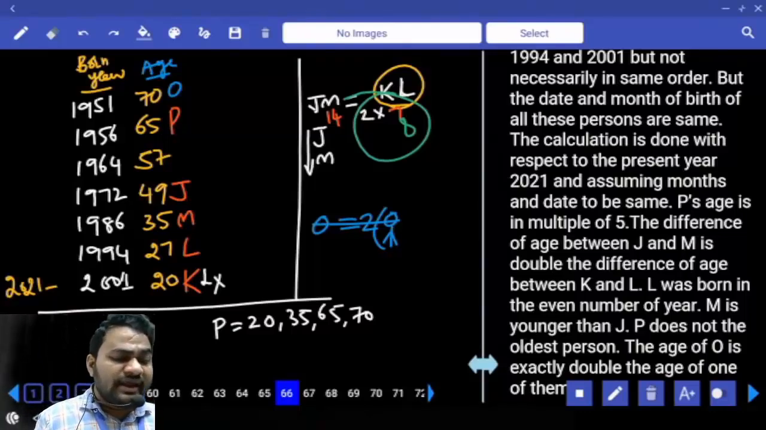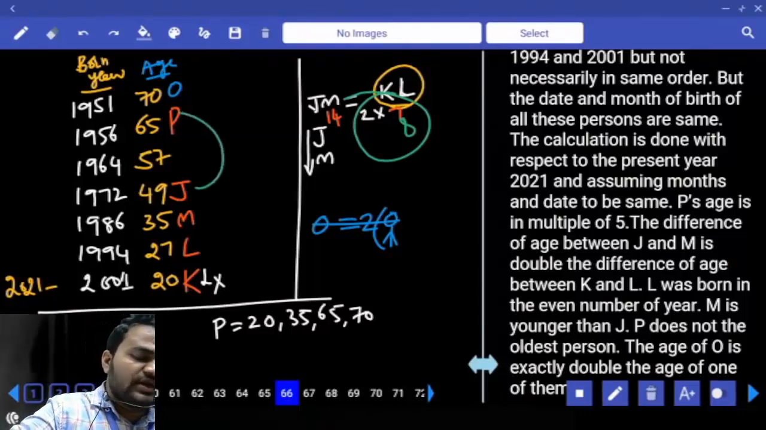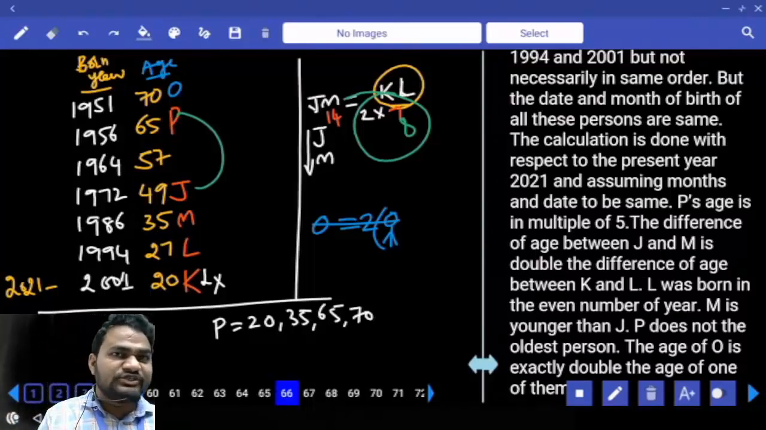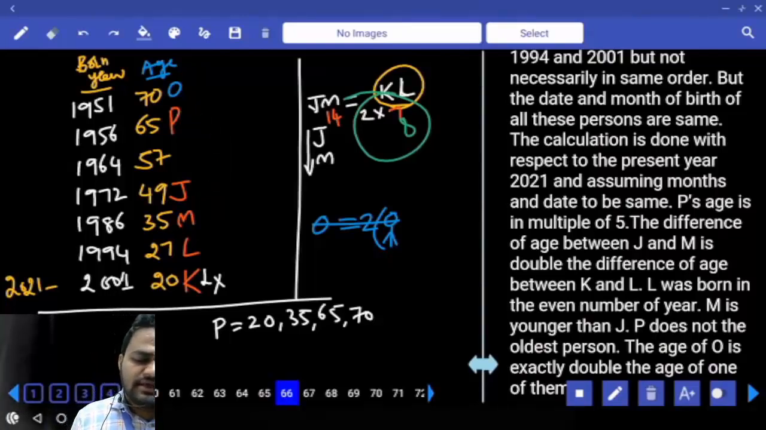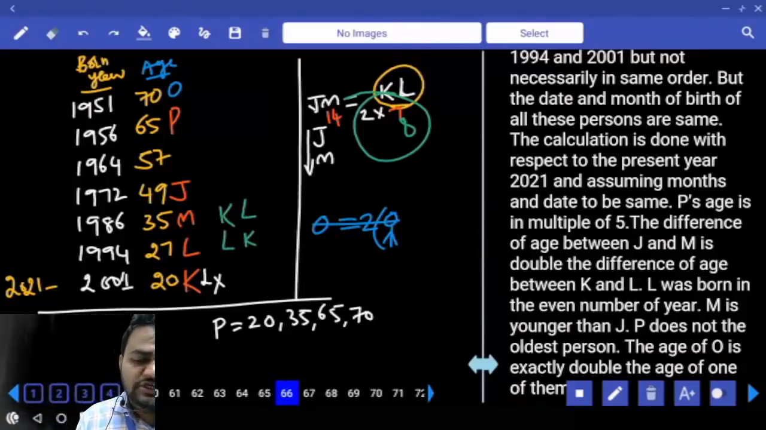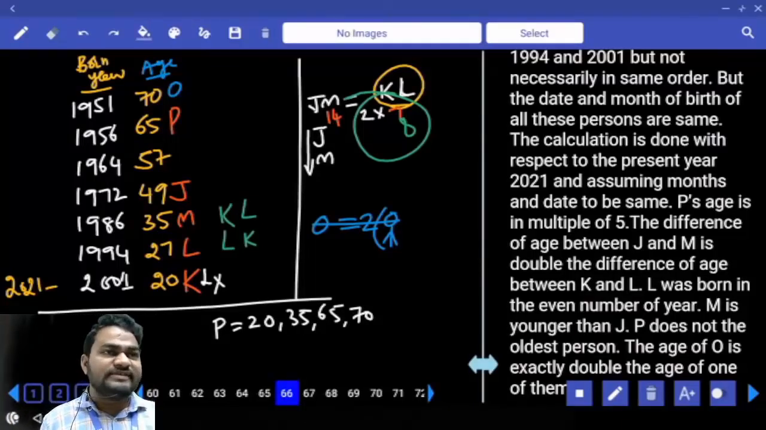Do you have any numbers representing 16 difference? Yes. So that is here KL. If I take a difference between K and L as 8, K, L. After finishing that, difference between J and M has to be 16.